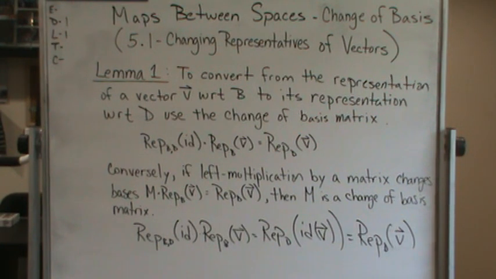Now, for the second sentence, with respect to B and D, the matrix M represents a linear map whose action is to map each vector to itself, and is therefore the identity map. Okay. All right. Let's do some examples.